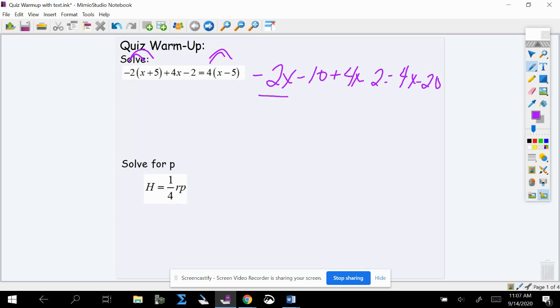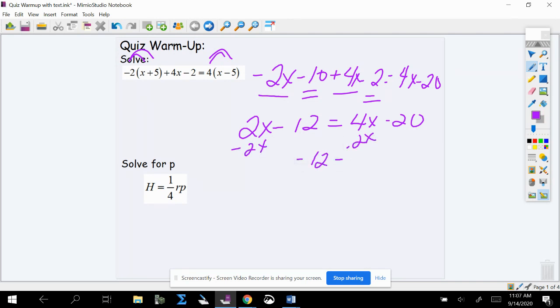We're going to combine like terms on the same side of the equal sign. So I have x terms on the left side. 4x minus 2x is 2x. And then a -10 minus 2 is -12. And on the right side, 4x minus 20. We're going to subtract 2x. So we have -12 equals 2x minus 20.